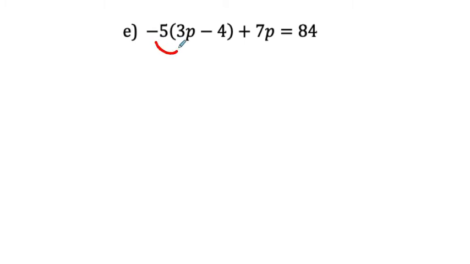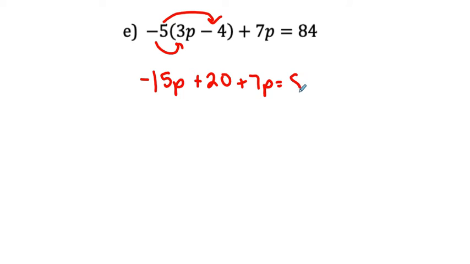Next, let's start off with our distributive property. So negative 5 times 3p is negative 15p. Negative 5 times a negative 4 is a plus 20. And now I'm going to bring down the rest of the equation. My distributive property is over. I'm bringing down the rest of my equation. So plus 7p plus 84.